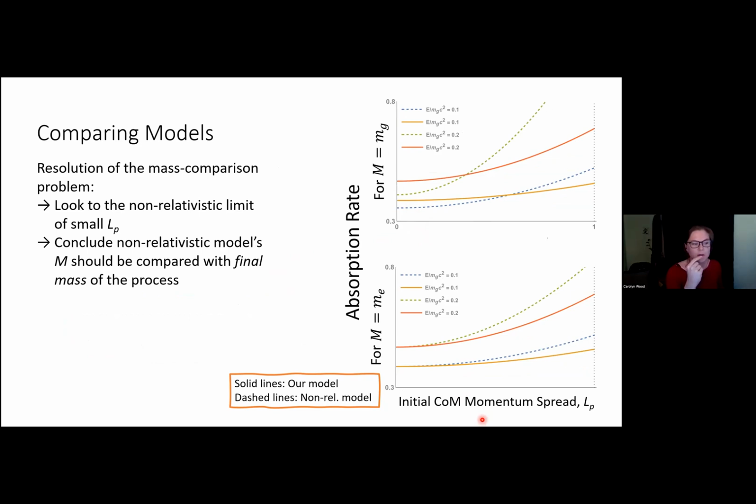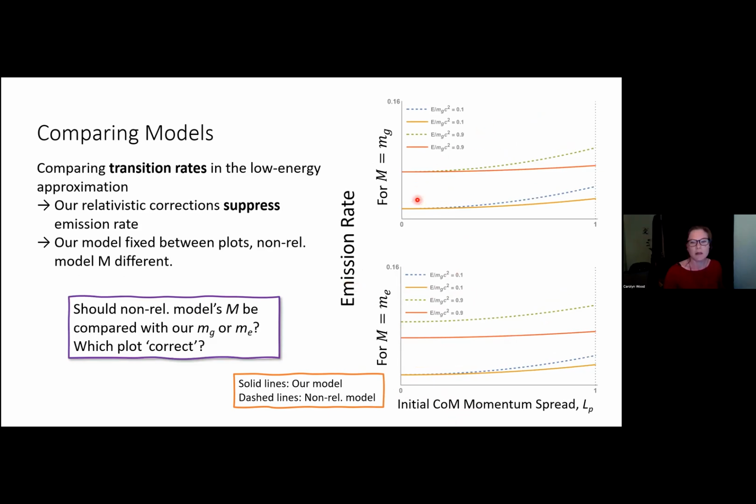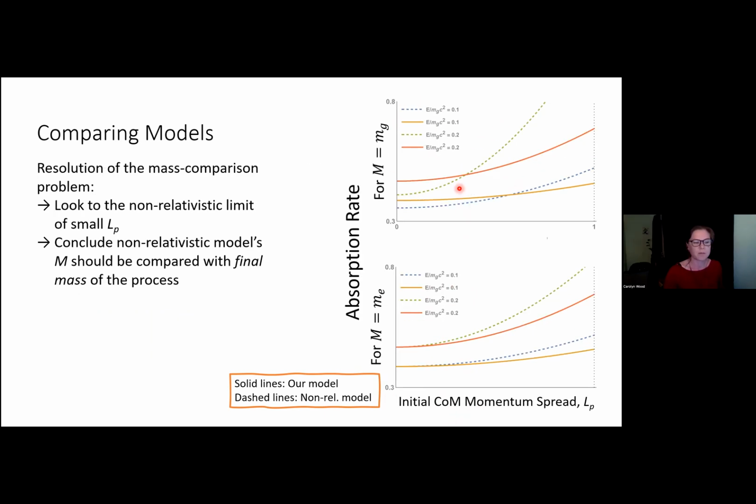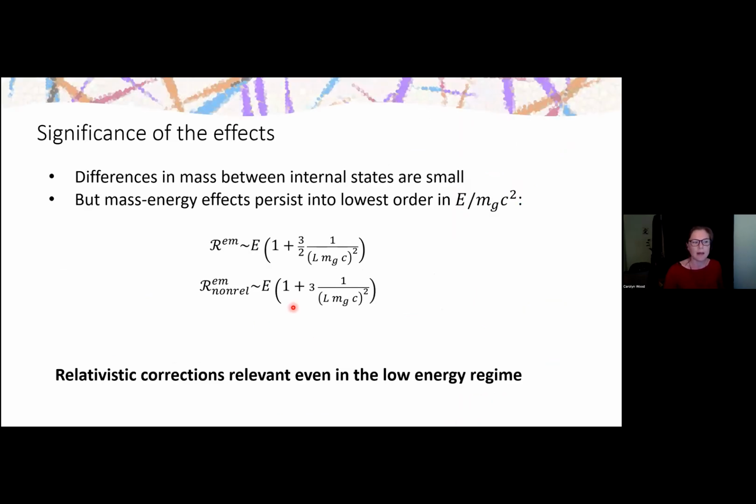So in short, the solution is not that one particular mass is correct for all processes, but it's in fact whichever mass is the final mass in the given process we're looking at. So for absorption here, the correct mass to compare is the excited state mass, and for the emission, it's the ground state mass. So that's an interesting little result. It was a somewhat surprising finding along the way.